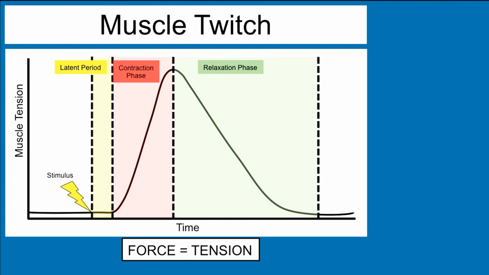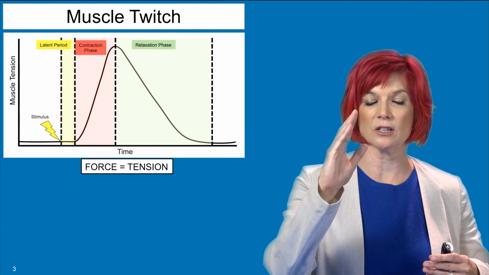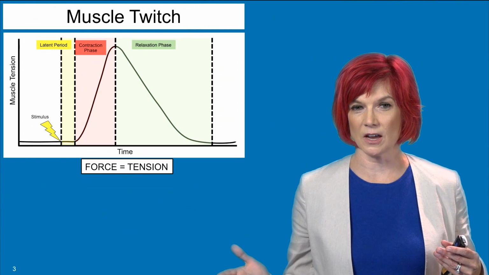Let's dissect out the process of an individual skeletal muscle twitch. In an individual skeletal muscle twitch, the skeletal muscle is stimulated to contract. There's a latent period before the skeletal muscle achieves its maximum force contraction, and then there is a relaxation phase.